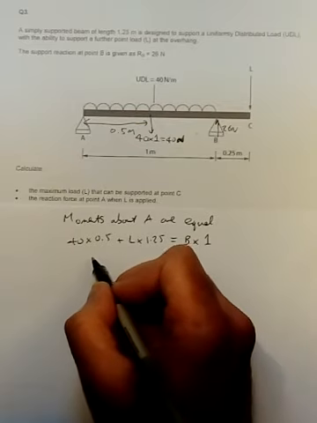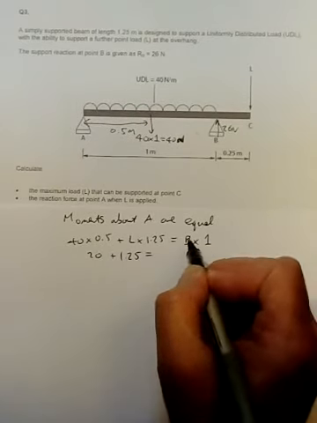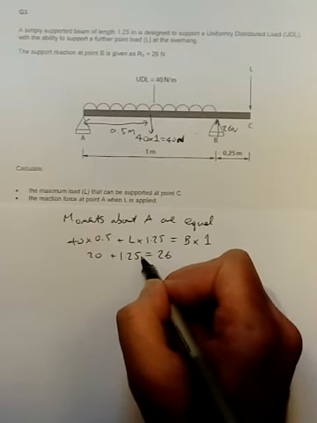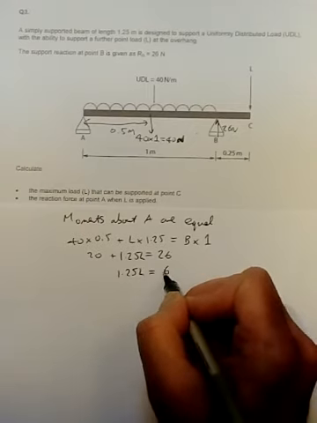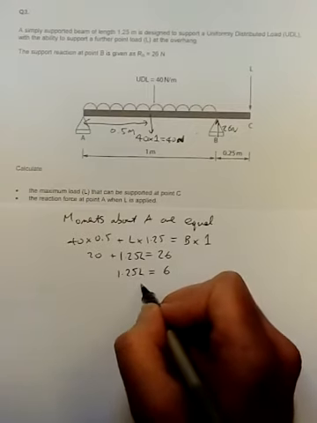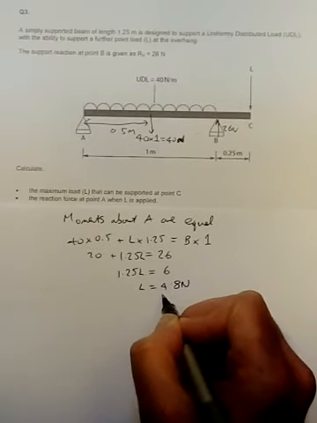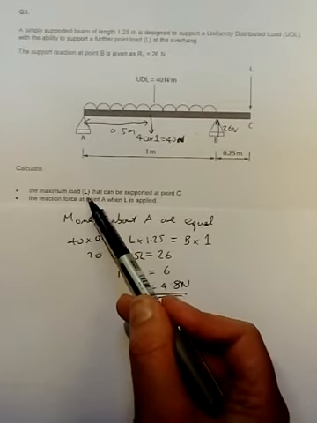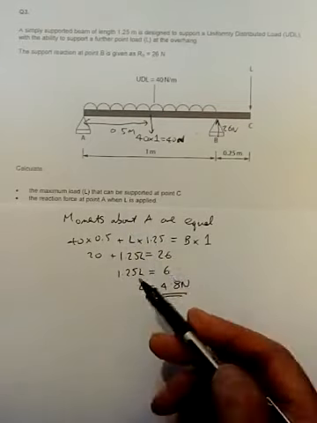Now we know that this is 26 newtons, so I can substitute it in there and then solving my equation for L, I'm going to get L equals 4.8 newtons. Okay, let's have a look at the second question: the reaction force at point A when L is applied.